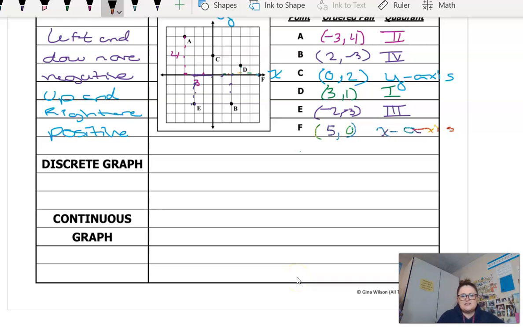All right, and then we've just got 2 vocabulary words right here. These aren't super important vocabulary words, but I just want you to note the definitions because this might come up for you later in life. A discrete graph is a graph that's points. So a discrete graph is like what we just did, a bunch of points. Okay, and then a continuous graph, that's like a line or a curve.